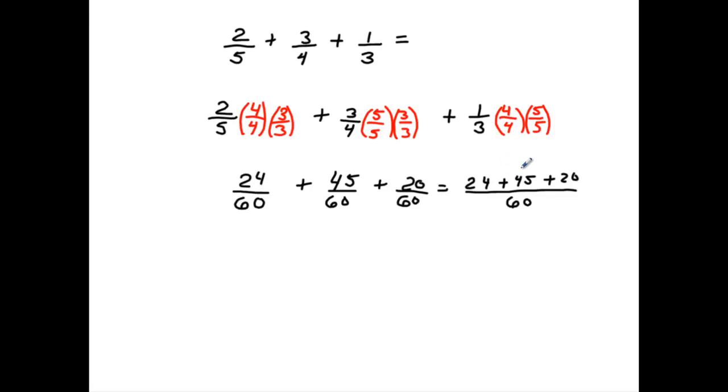Okay, we'll add these numbers together in our heads. 24 plus 45 is 69. 69 plus 20 would be 89. And our answer would be 89 divided by 20. And you can look to see if you can reduce that. And I do not believe you can. And that is going to be your answer.